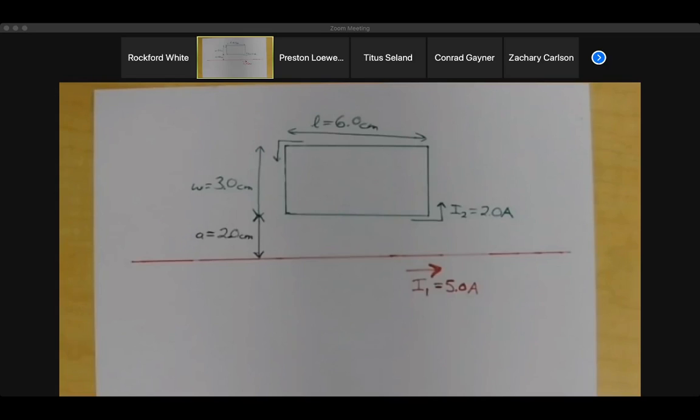Maybe the wire is the source. Why that way? The wire is infinitely long, and we've got a ready-to-go formula for the magnetic field of an infinitely long wire. So if we start out thinking of red as the source, we can do that.